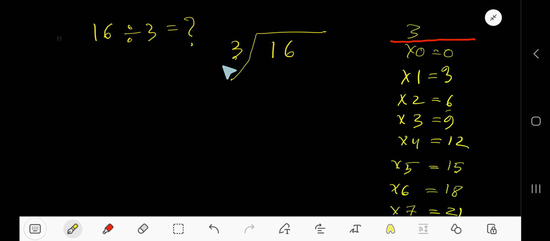15 plus 3 is 18. 3 goes into 1 how many times? 3 goes into 1 0 times, as 1 is less than 3. 0 times 3 is 0. Subtract, 1, bring down this 6.